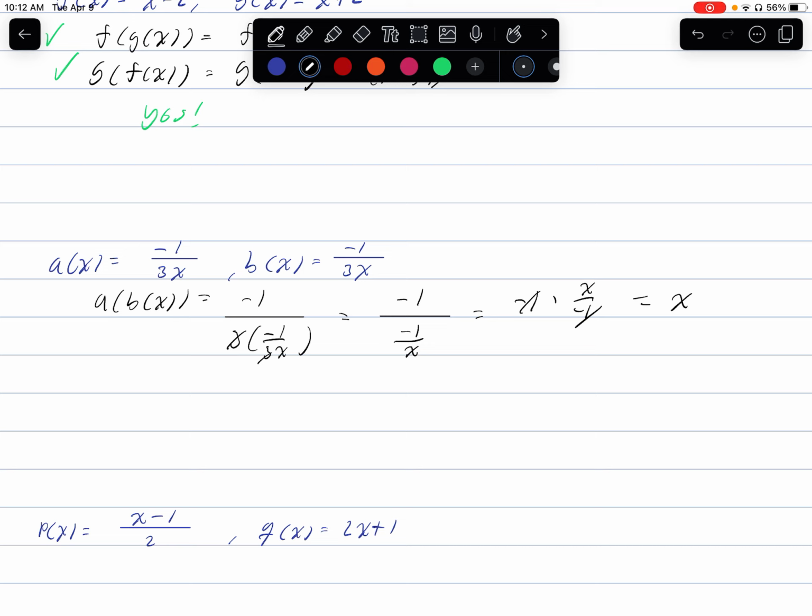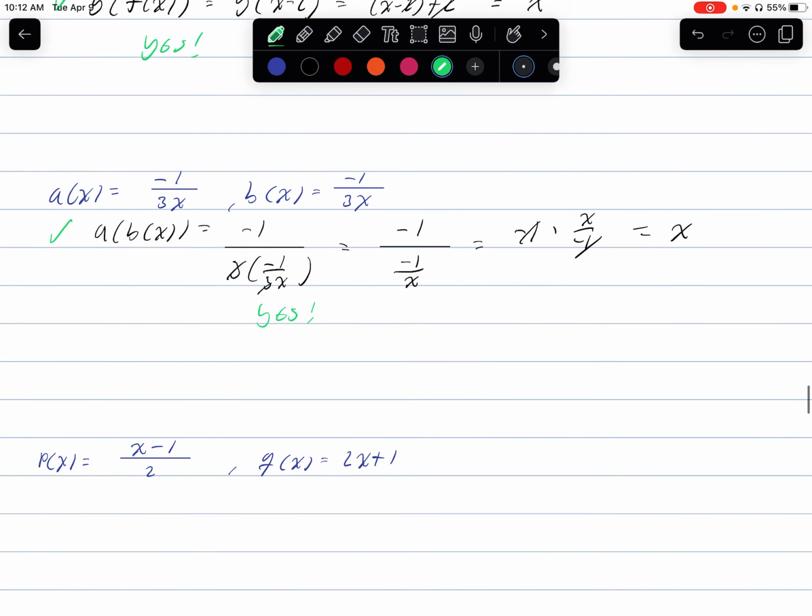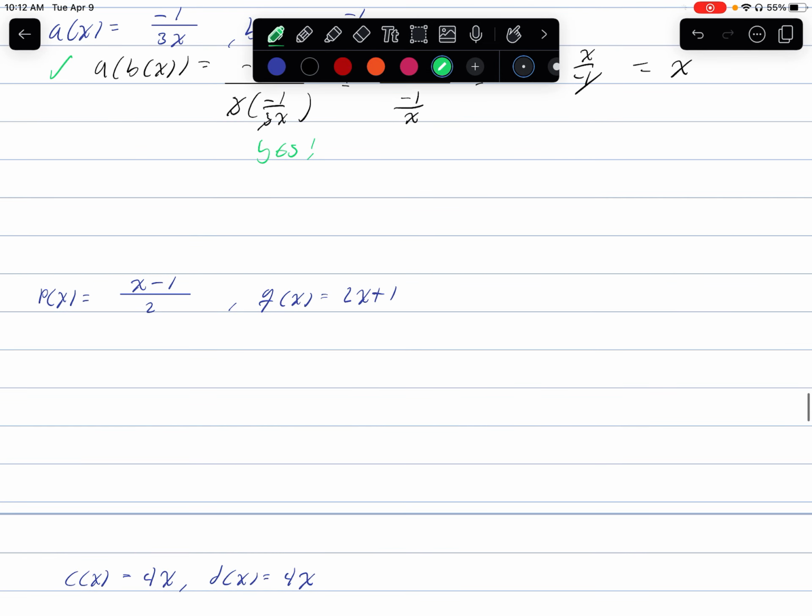Okay. So there we go. That works. But what's really nice here, since they're both the same function, we actually don't have to check the other direction, because if we check the other direction, it's going to be the exact same operation we had here because they're the same function. So this is one of those rare instances where a function is its own inverse. So yes, they are in fact inverses of each other.